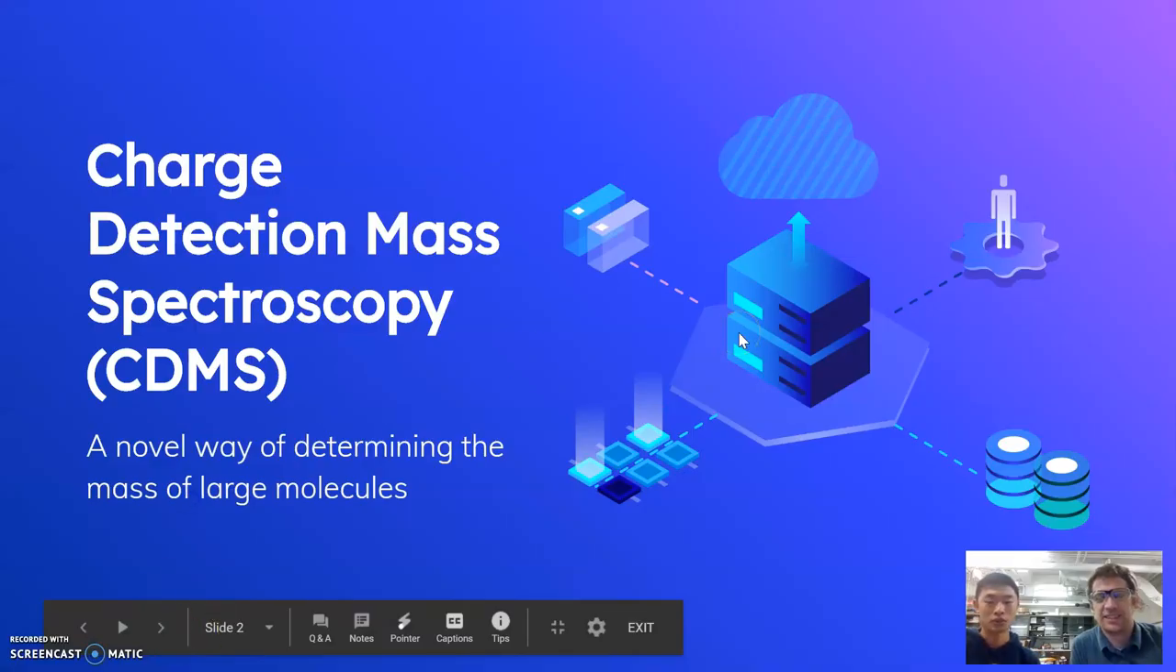So what we're doing is we're building a charge detection mass spectrometer, which is a new way to determine the mass of large molecules, especially those of megadalton size or larger.